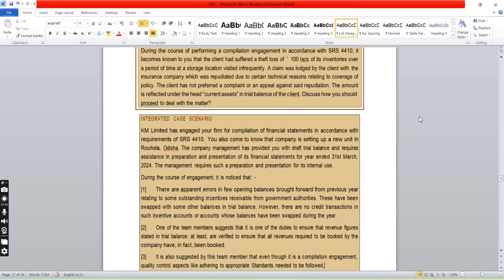During the course of the engagement, it is noticed that there are apparent errors in a few opening balances brought forward from the previous year relating to some outstanding incentives receivable from government authority. These have been swapped with some other balance in the trial balance. However, there were no credit transactions in such incentive accounts and accounts whose balances have been swapped during the year.